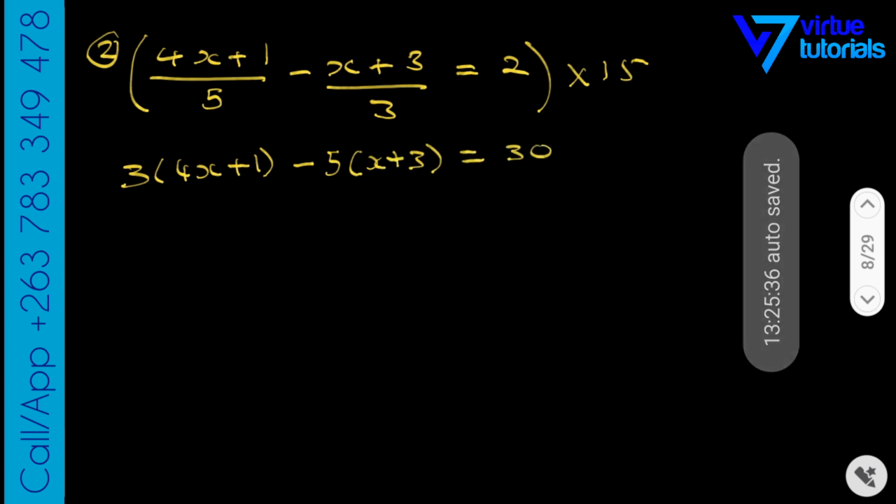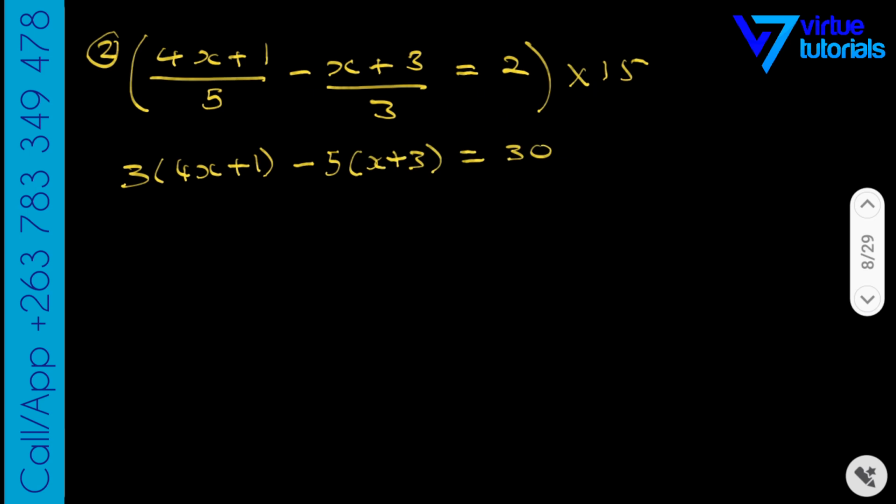So there you go. The first step was to remove the denominators, and now I have a simpler equation without denominators. Then I can multiply throughout. Both of these will multiply by 3. 3 times 4, 12x. 3 times 1, that's a 3. Then minus 5. Both the minus and the 5 must multiply everything. So minus 5 times x gives you minus 5x. Minus 5 times 3 gives you minus 15. Some people make the mistake of not including the minus in the multiplication there.